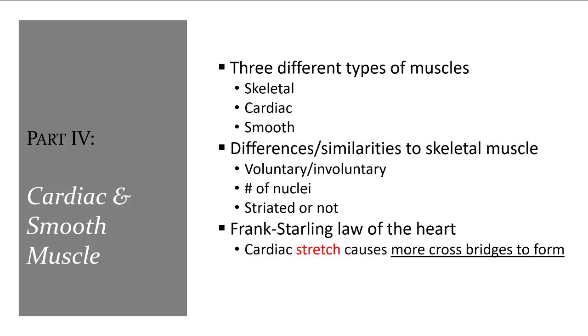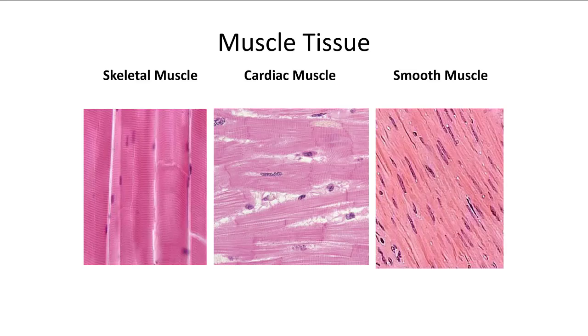Finally, let's look at some differences with cardiac and smooth muscle. There are 3 types of muscles. We've already spent a lot of time on skeletal muscles, so we'll look at some of these other differences, and in particular, we'll figure out how cardiac muscle can actually increase the force.